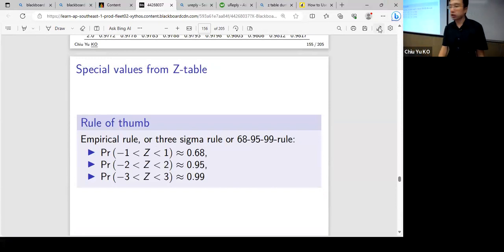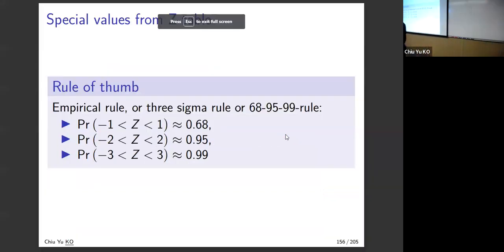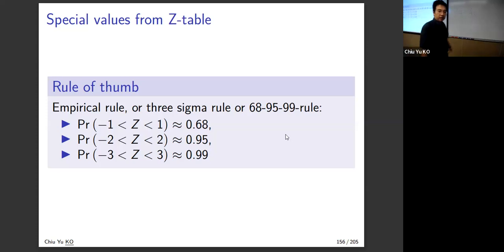So we have what we call the rule of thumb. You can check it. It turns out Z within negative 1 and 1 is about 70%, between negative 2 and 2 is 95%, and negative 3 and 3 is 99%. It means that 70% is within 1 standard deviation, 95% is within 2 SD, and 99%, almost all, is within 3 SD.